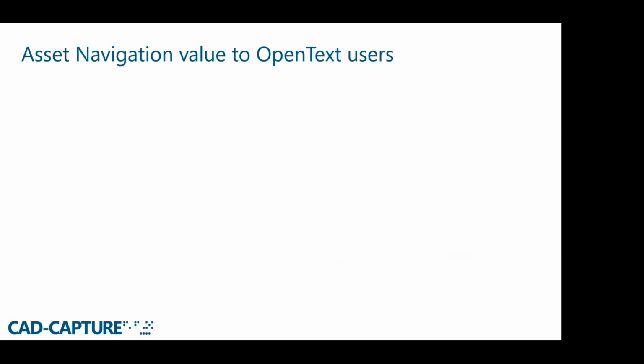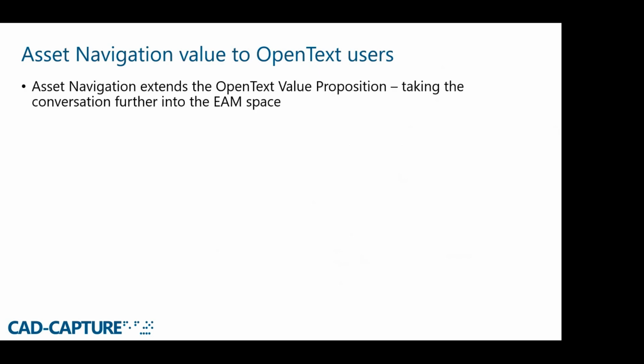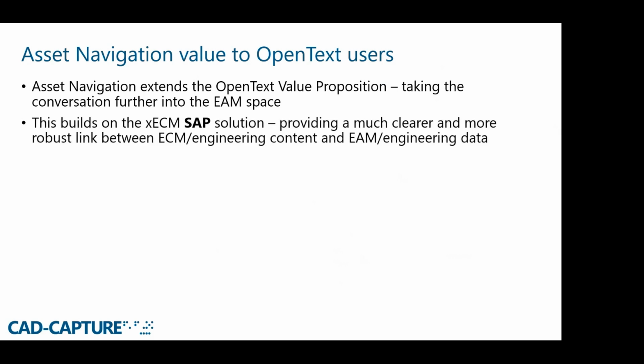And what value do we bring to the OpenText user base? Well, it really allows the OpenText system to interact far more effectively and take part in the conversation with the enterprise asset management or EAM space. It takes the value proposition of the XCCM from OpenText and SAP and takes it to the next level, which means that you can have full visibility of the engineering content from the SAP system and the SAP content from the OpenText repository, and that can have huge benefits in terms of alignment, master data governance, and streamlining the search and retrieval process. Saving costs and money.